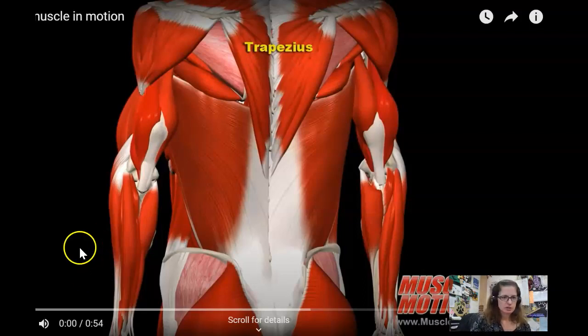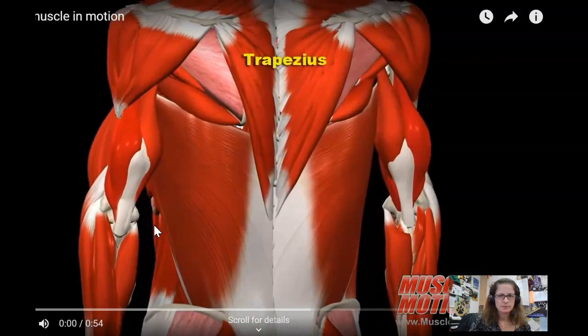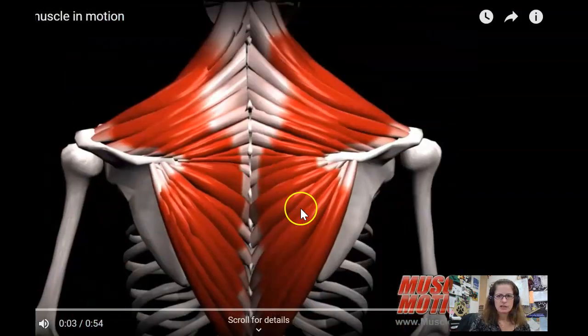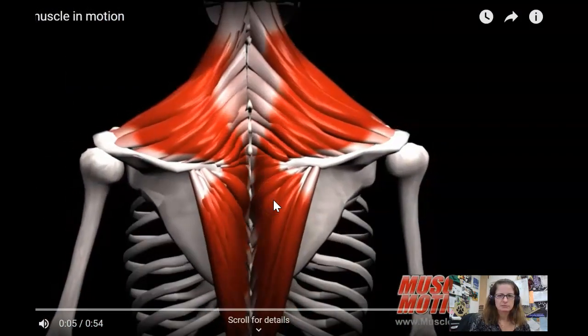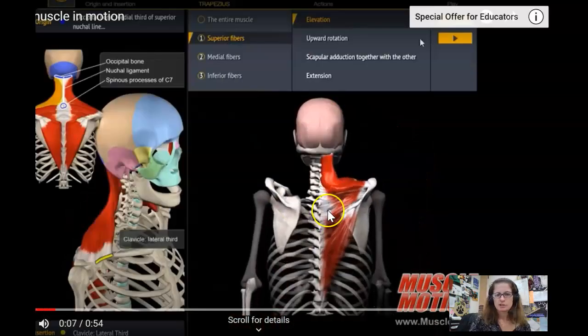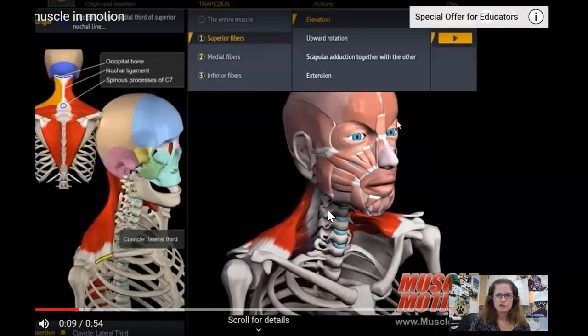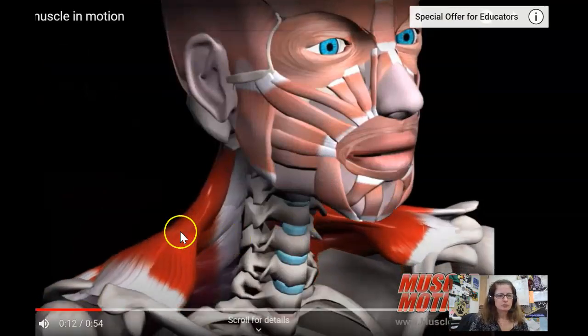So here we go. Let me show you the trapezius action here. You can see how he can bring your shoulder blades back. I showed you how you could shrug, so here's showing you how to shrug also. So all of those motions are the trapezius muscle.